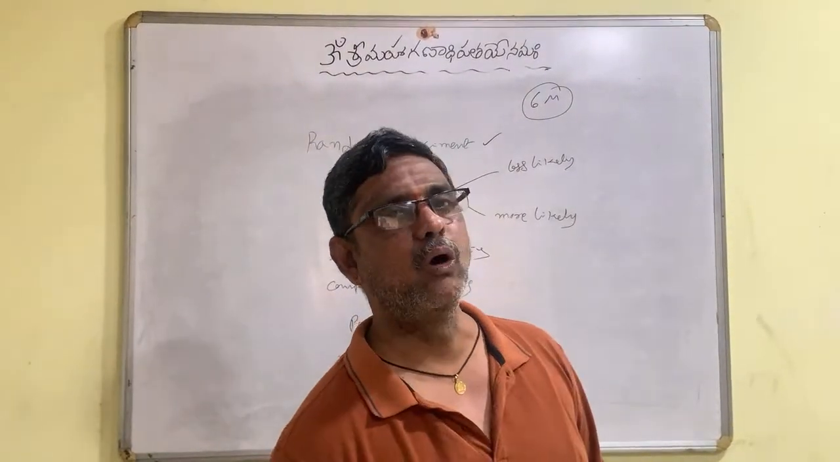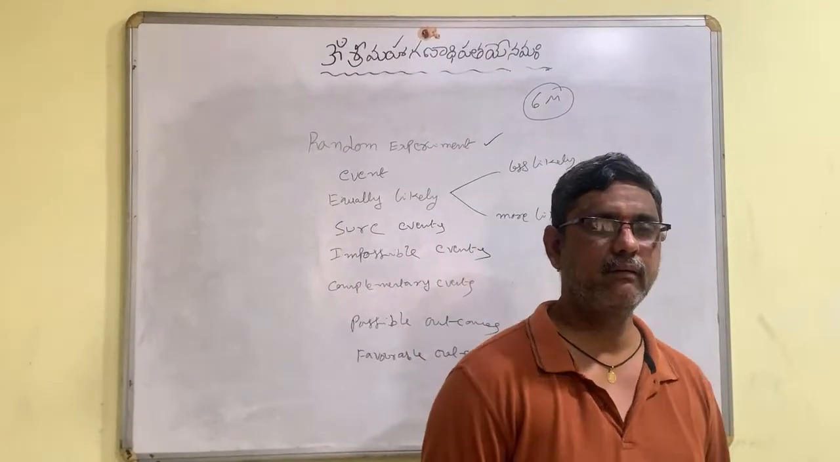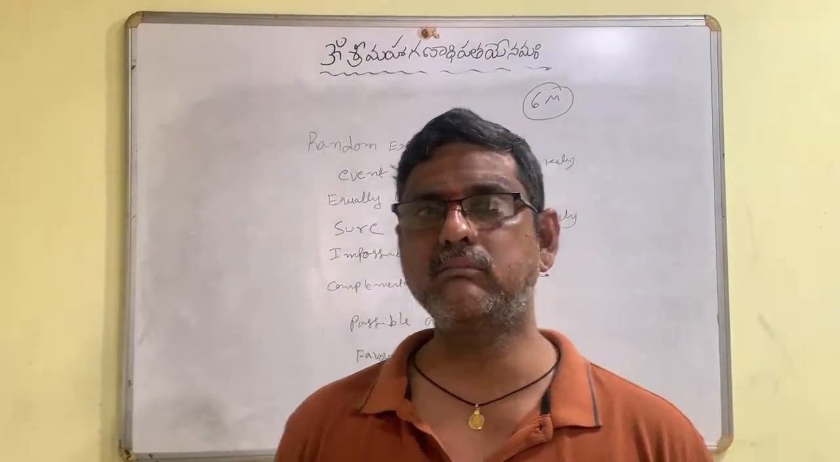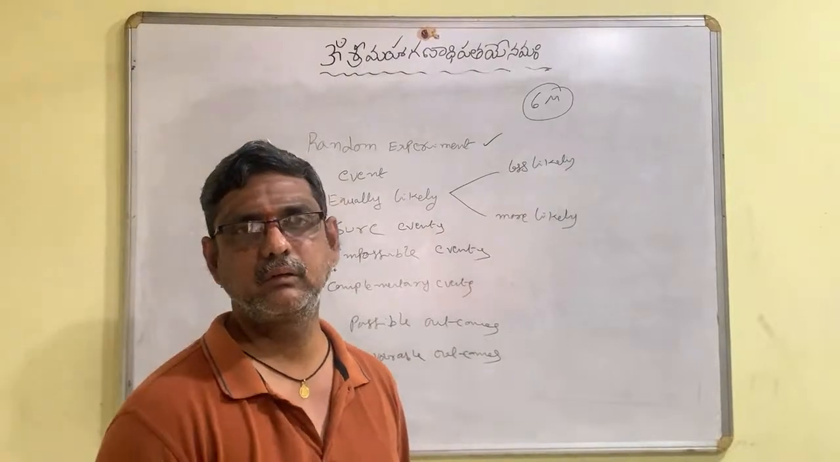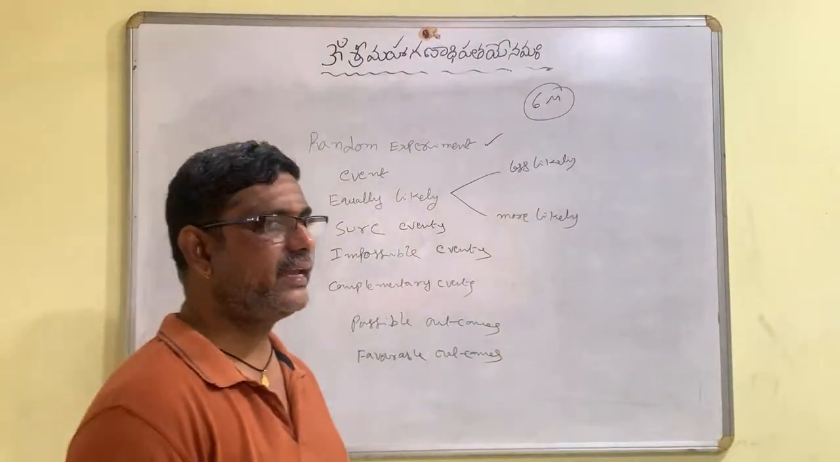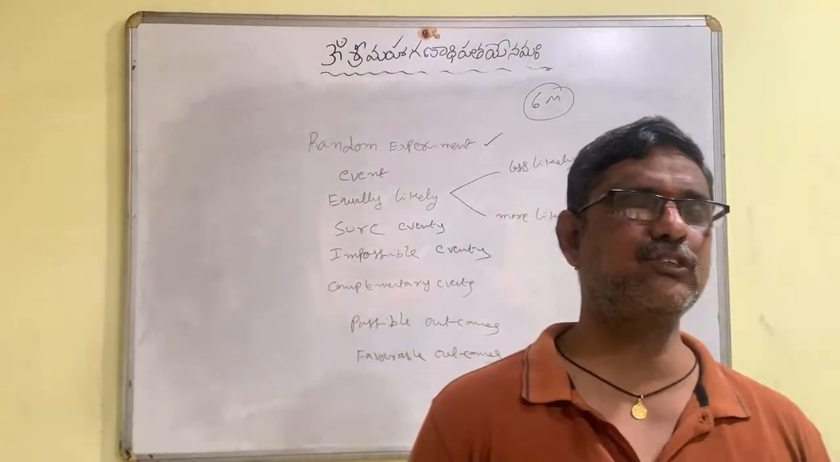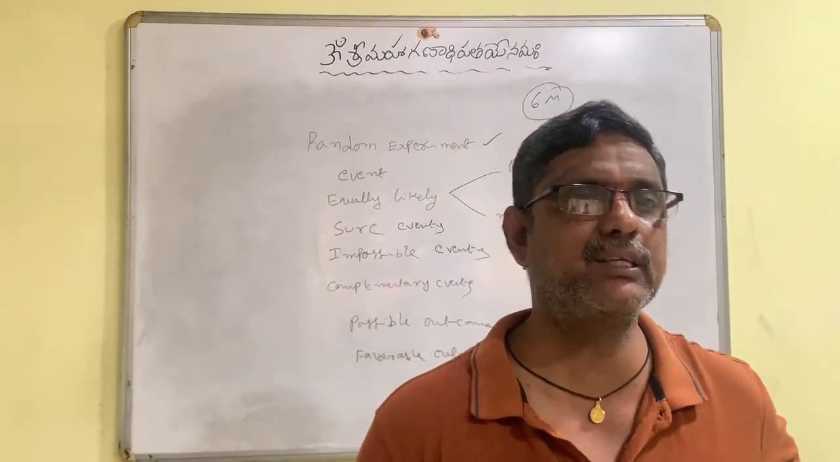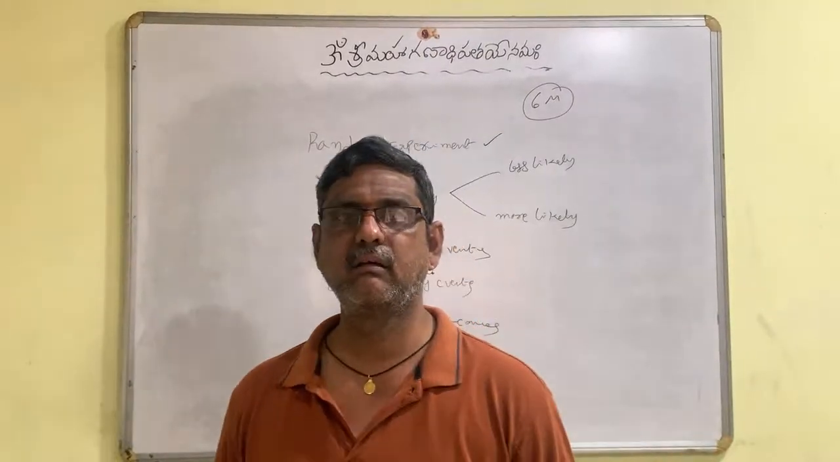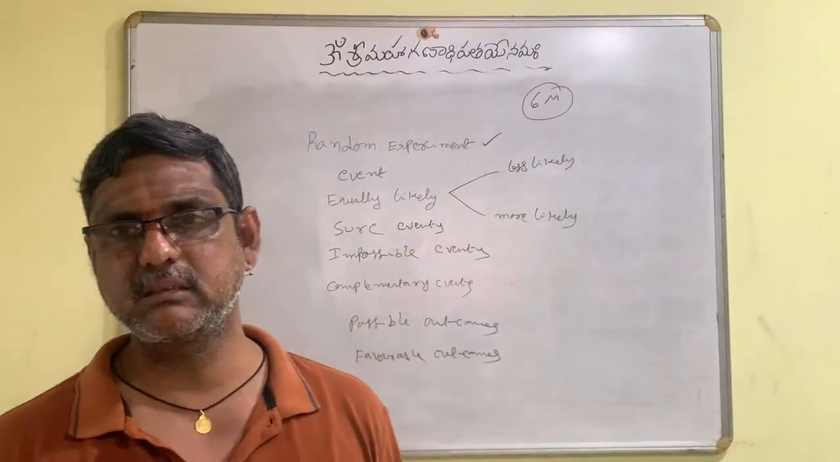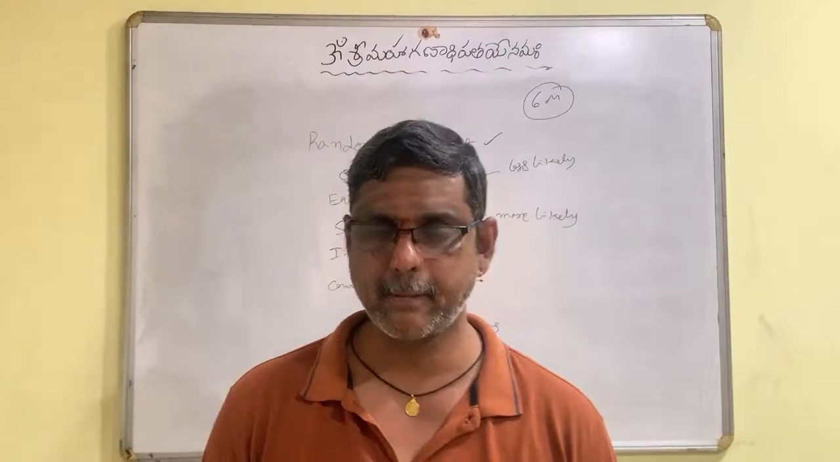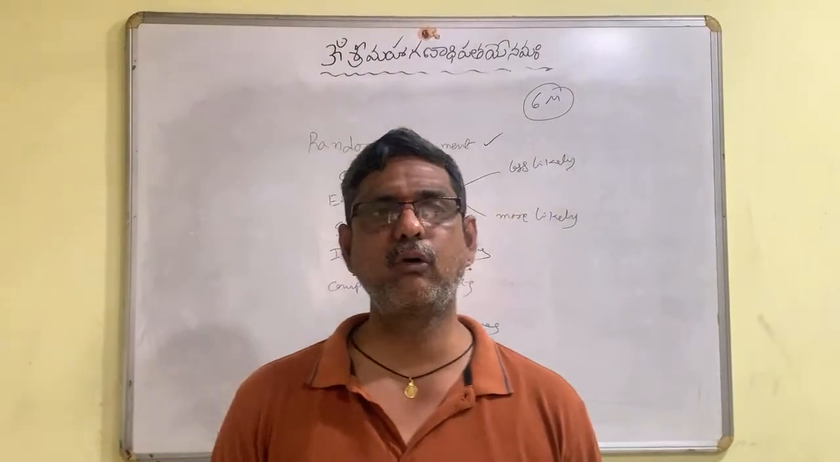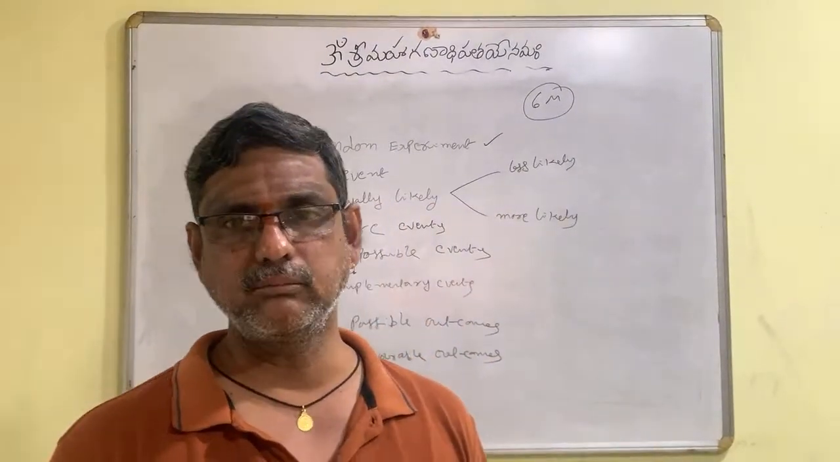A die is rolled. What are the possible outcomes? We cannot say the exact outcome, but we can say the possibilities. Is that right? 1, 2, 3, 4, 5, 6 are the possible outcomes.